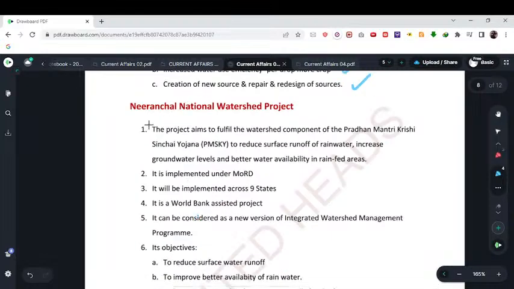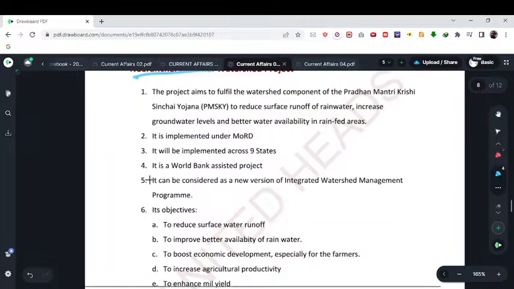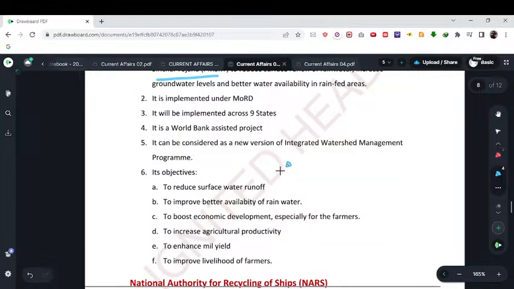Next we see the Neeranchal National Watershed Project. It aims to fulfill the watershed component of the Pradhan Mantri Krishi Sinchai Yojana, and it is implemented by Ministry of Rural Development and only in 9 states, not in all states, and it is assisted project by World Bank.